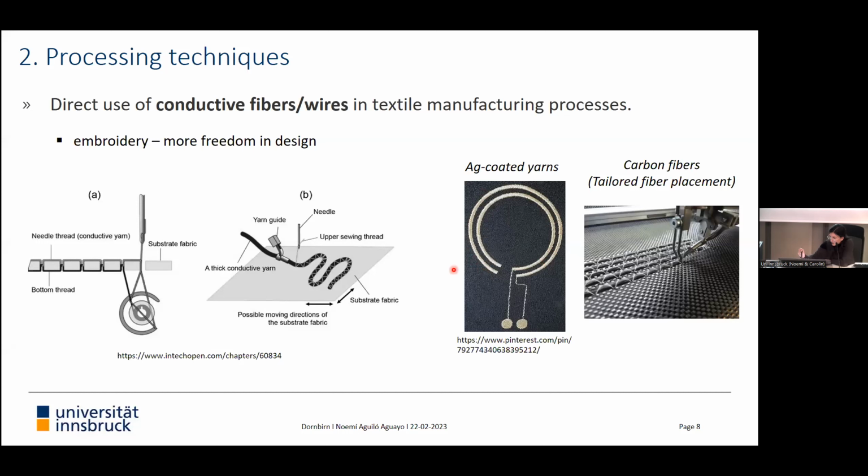The other embroidery technique is called tailored fiber placement. There you have a substrate, and we have a yarn guide, and you place the yarn in the direction that you wish. And here we can see an example. This is a picture from our institute, where we have an embroidery machine, and we can create these structures where we have a woven carbon fabric as a substrate, and then we can place the carbon filaments in the directions that we wish.